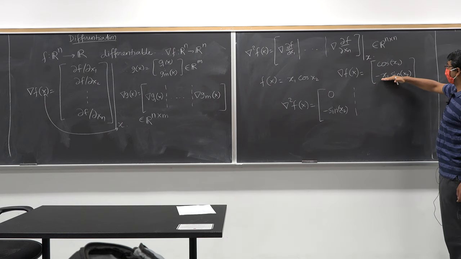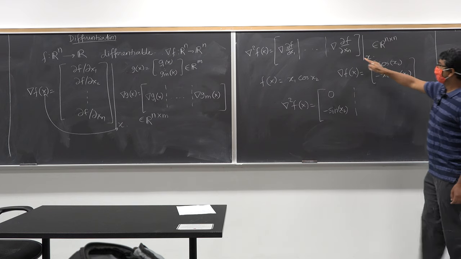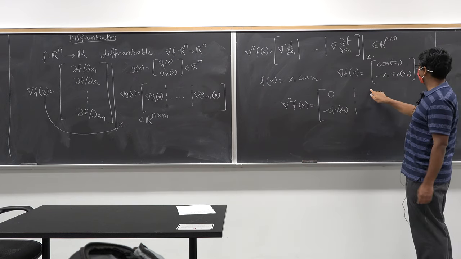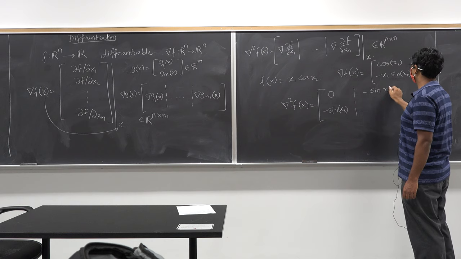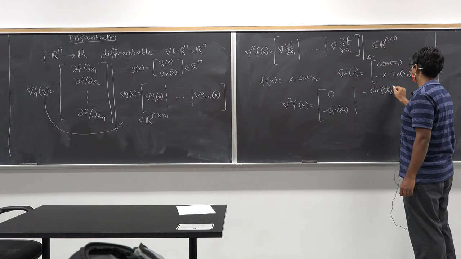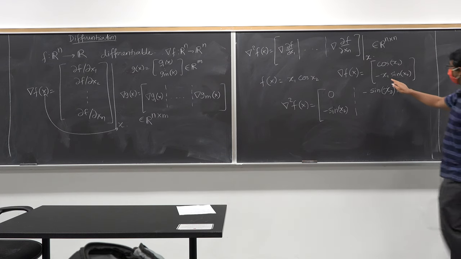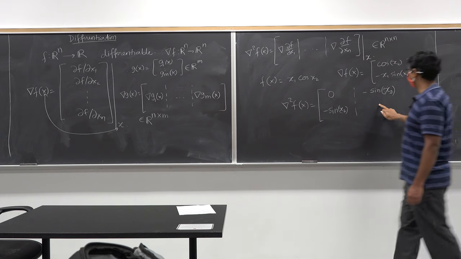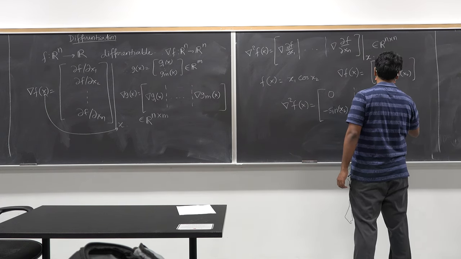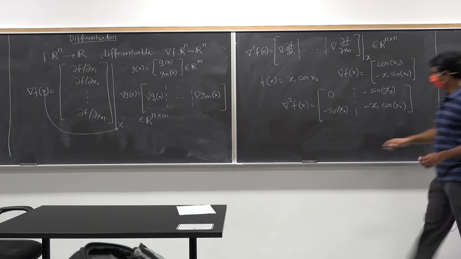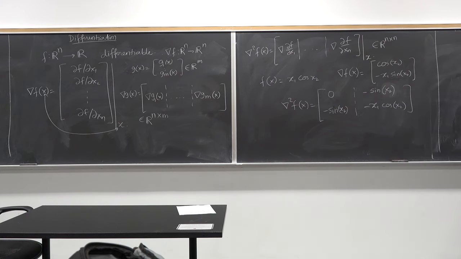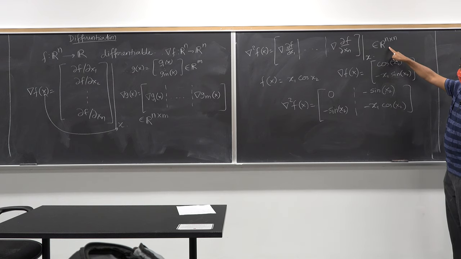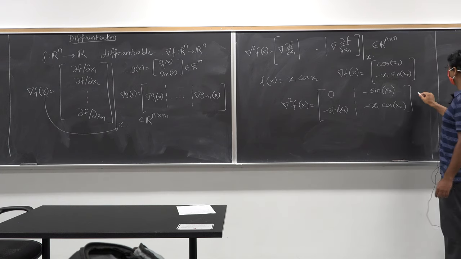Now in the second column, I have to take this function, minus x1 sine x2, and take the derivative with respect to x1 and x2. So what's the first entry here? That's the derivative of this function with respect to x1, so that's minus sine x2. And then I have to differentiate this with respect to x2, so I'm going to get minus x1 cos x2. What do you notice? It's symmetric, right? So the second derivative is not just a square matrix, it's actually also a symmetric matrix.